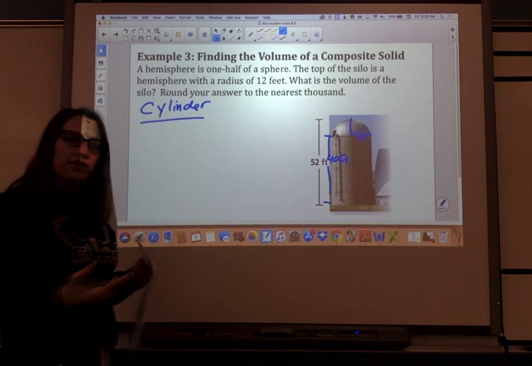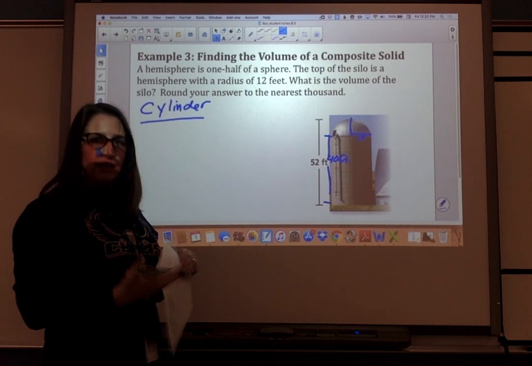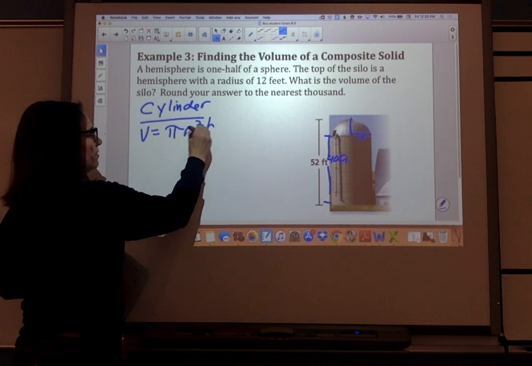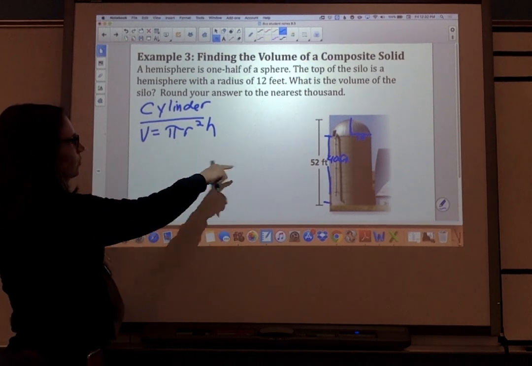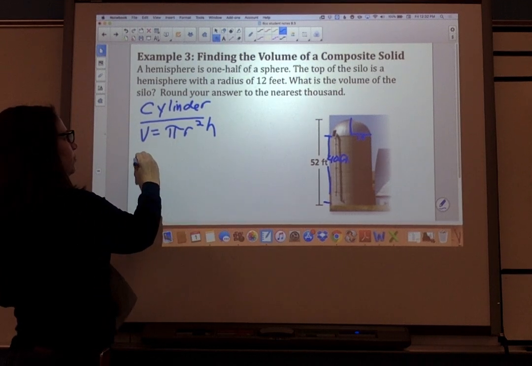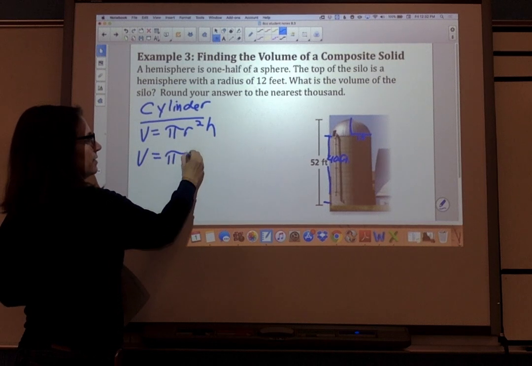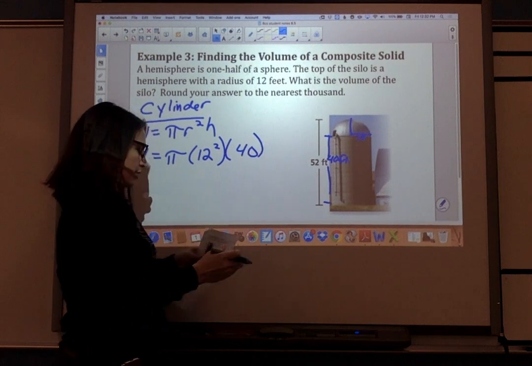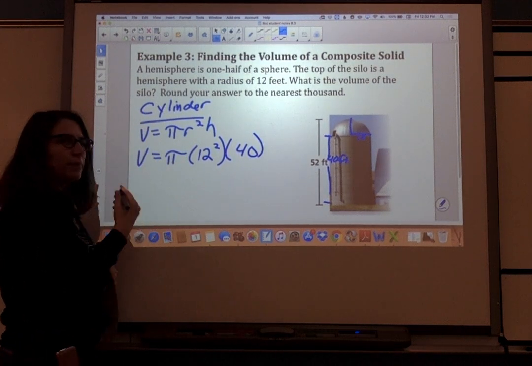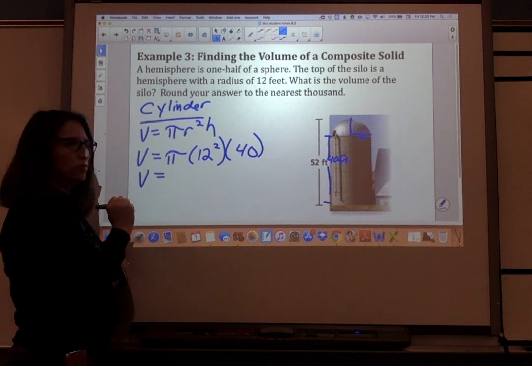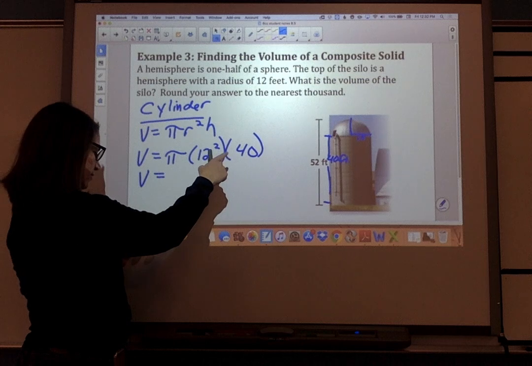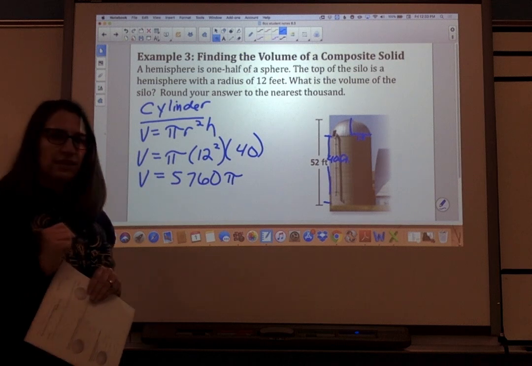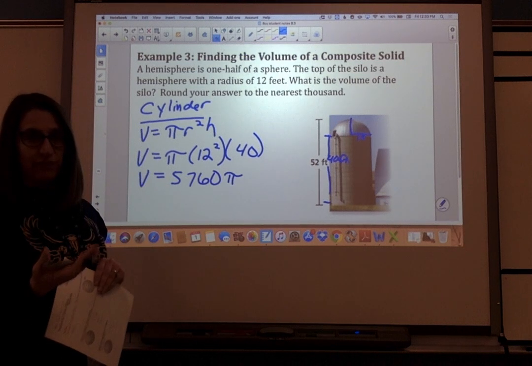So we know that the volume of a cylinder is the area of the base times the height. So pi r squared h. And in this case, we know that our radius is 12, we know that our height is 40, so we'll fill that in. Pi times 12 squared, or 144, times 40. We'll simplify that in our calculator. I'm going to leave it in terms of pi for now, just so that we don't have to round twice. So 144 times 40 is 5,760. So it's 5,760 pi cubic feet.